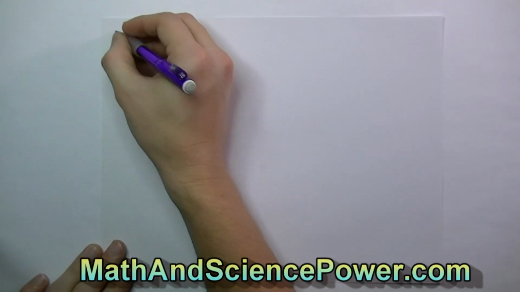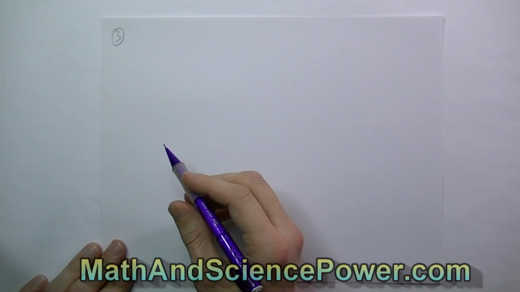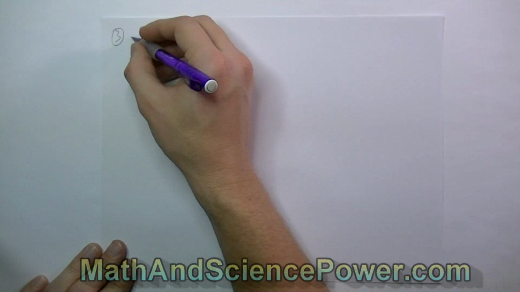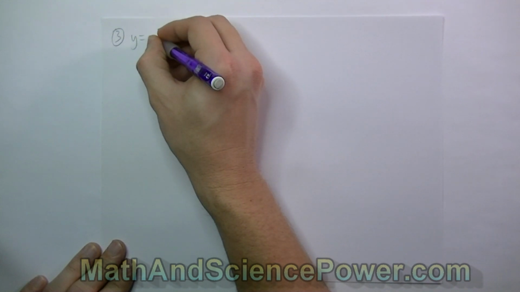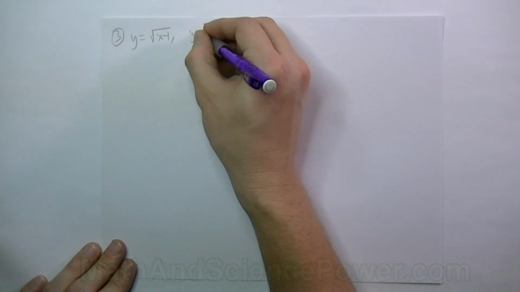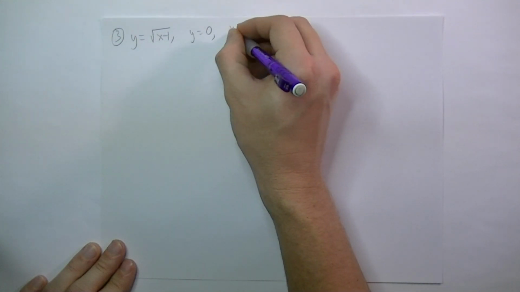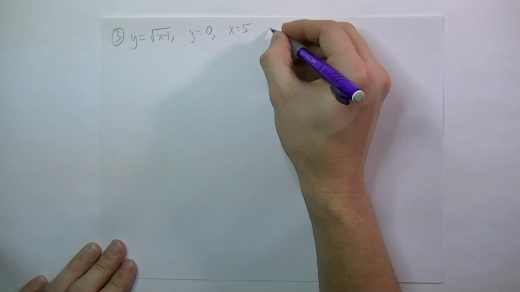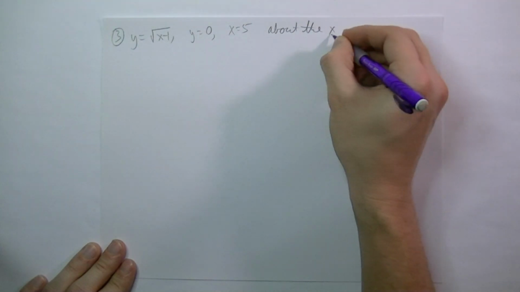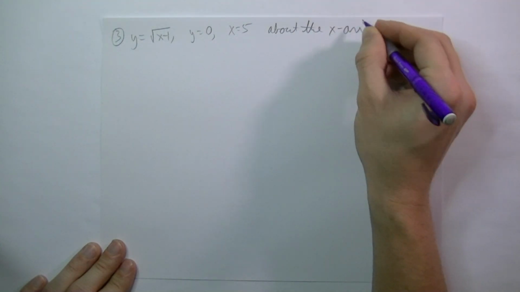Okay, let's move on to number 3. And we're looking for the area, or the volume I should say, created by revolving the area bounded by y equals the square root of x minus 1, y equals 0, x equals 5, and we're going to be rotating about the x axis.